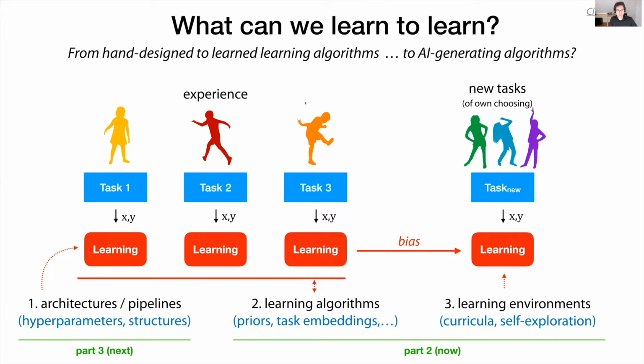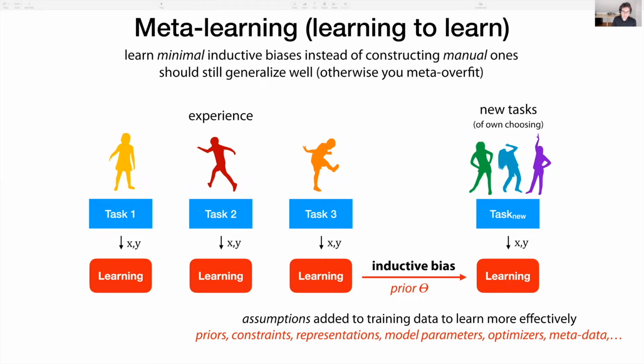So in meta-learning, more formally, we want to learn an inductive bias. An inductive bias is simply any assumptions that you give to the learning algorithm separate from the task itself. This could be priors, constraints, representations, model parameter initializations, optimizers, and so on. Importantly, this bias should be minimal in the sense that it should give the right amount of bias to the learner: not too little, because then it won't learn faster, and not too much, because then it will overfit on the previous tasks, which we call meta-overfitting.